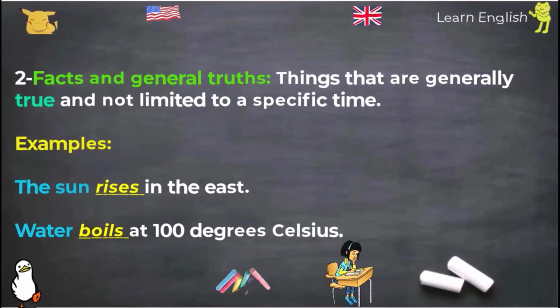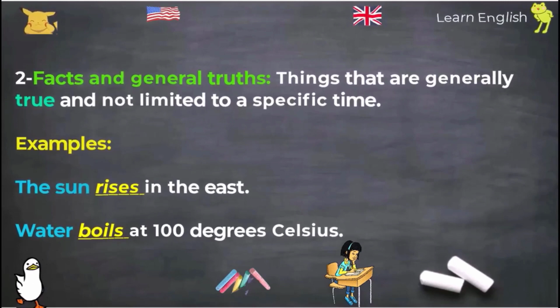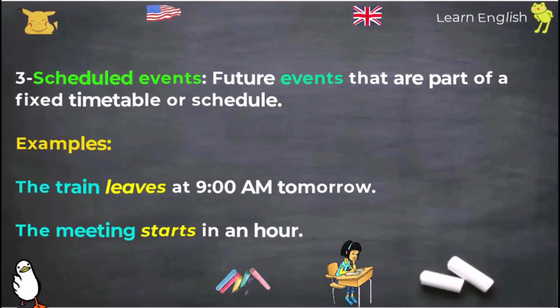Facts and general truths. Things that are generally true and not limited to a specific time. Examples. The sun rises in the east. Water boils at 100 degrees Celsius.